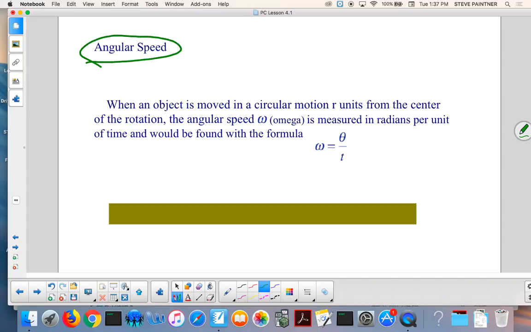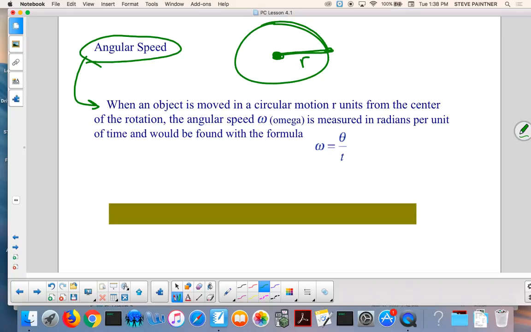Angular speed. Now, angular speed is how fast are you traveling around the circle? How fast? Well, you're going to say something like this: I'm traveling pi over 3 radians per minute, per second, per hour. That's what you're going to say. Here's the definition of angular speed. When an object is moved in a circular motion, r units from the center. Okay, so here's r units from the center right here. Here I go. I'm going to move. Okay, of the rotation.